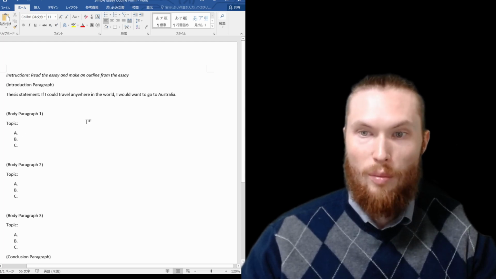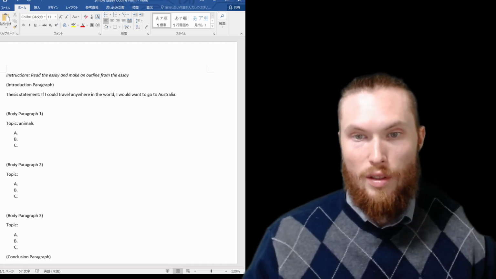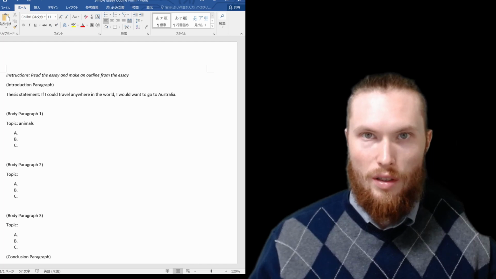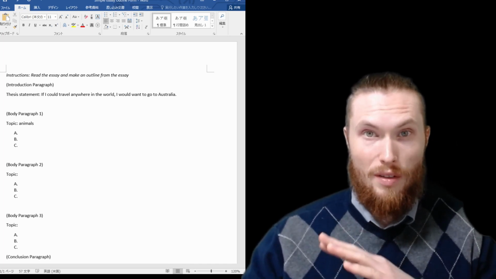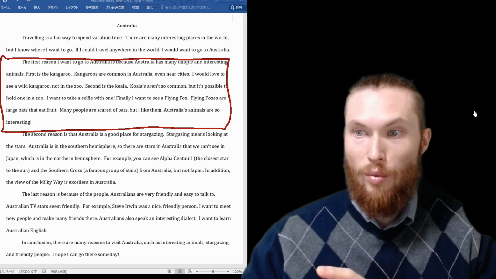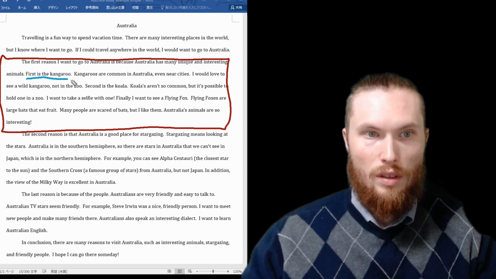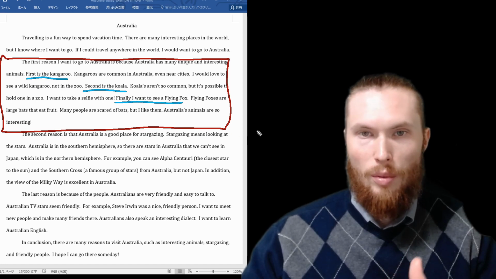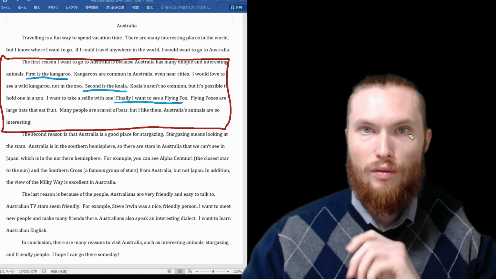So the topic of body paragraph 1, the first reason, is animals. There are interesting and unique animals in Australia. This is the topic, which we can find in the topic sentence. Now, inside the paragraph, what are the main points? First is the kangaroo, second is the koala, finally, flying fox. So the topic is animals. There are 3 animals: kangaroo, koala, flying fox.